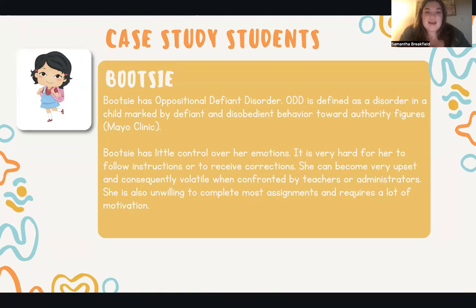Okay, so Bootsy has little control over her emotions. It is very hard for her to follow instructions or to receive corrections. She can become very upset and consequently volatile when confronted by teachers or administrators. She's also unwilling to complete most assignments and requires a lot of motivation. So I will reference this, but students like Bootsy require a lot of choices because they never want to feel like they're getting forced to do something or getting told to do something by an authority figure. So even though you know that you want them to do something, they don't need to know that. They need to think that they have the choice and the autonomy to do what they want with the lesson.